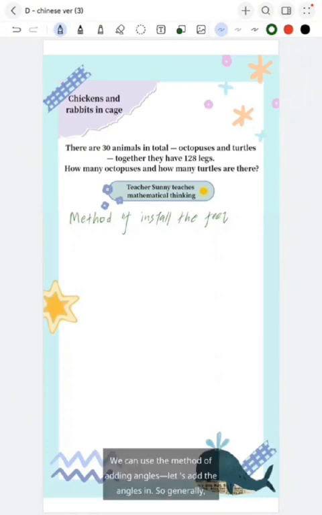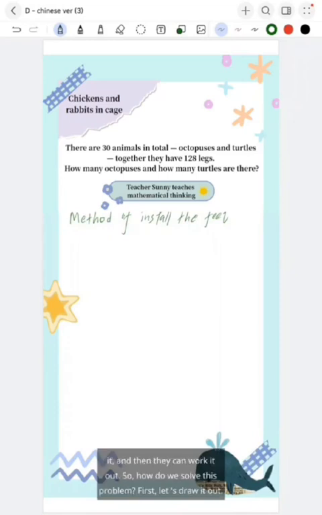We can use the method of adding angles. Let's add the angles in. So generally, students in 3rd or 4th grade can solve this problem. As long as they draw a diagram, they can solve it. So at the elementary level, many times all we need to do is draw a diagram. Once it's drawn, it's very intuitive. Kids can immediately see how to solve it, and then they can work it out.